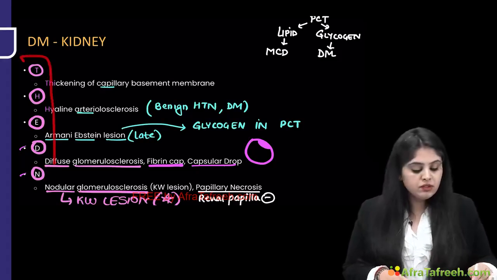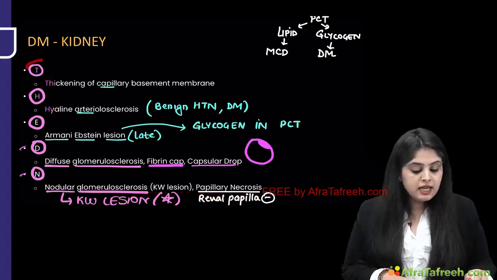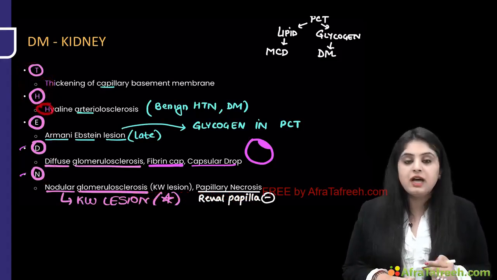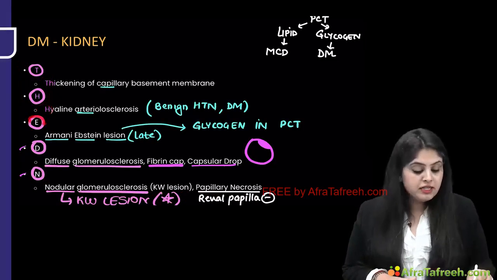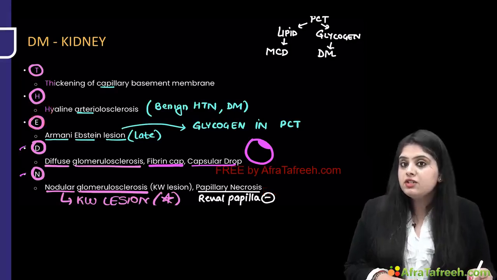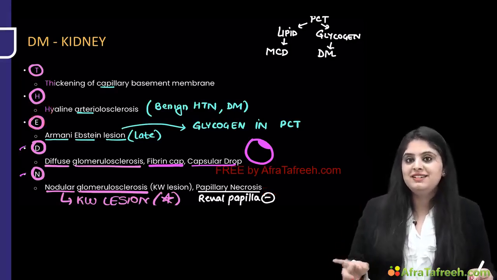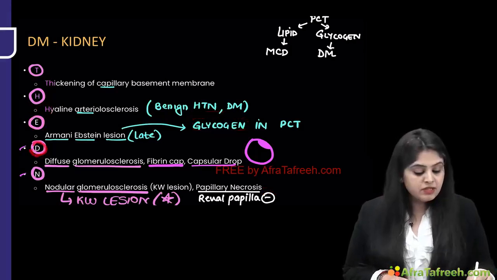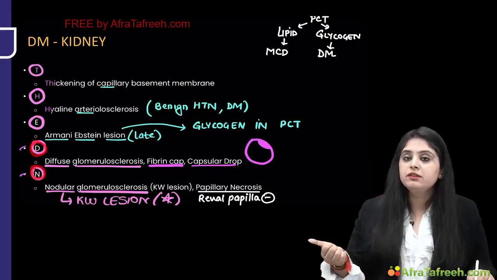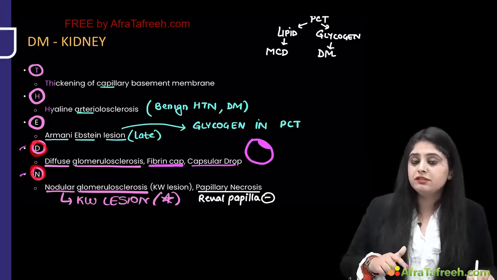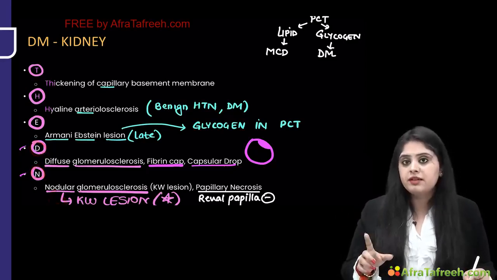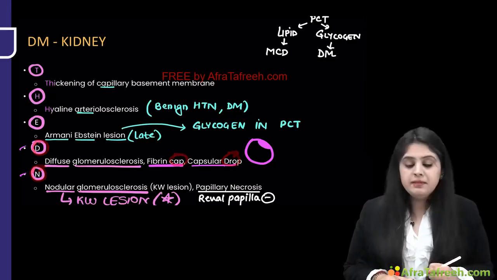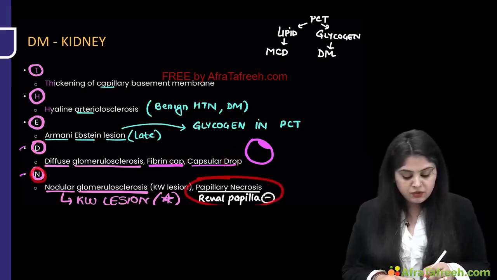So let's repeat. What is the diabetic nephropathy? T and H are for blood vessel problems. There is thickening of the basement membrane. There is H for hyaline arteriolosclerosis. E for a late lesion, Epstein lesion, and the branded Armani-Epstein lesion. Glycogen in the PCT. Coming to the next, D and N, diffuse glomerulosclerosis, nodular glomerulosclerosis. Nodular was the KW lesion, most characteristic. Other things with D and N, drop and cap is with D, and N for papillary necrosis.